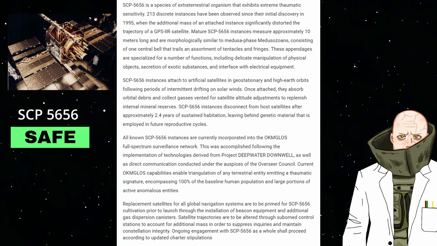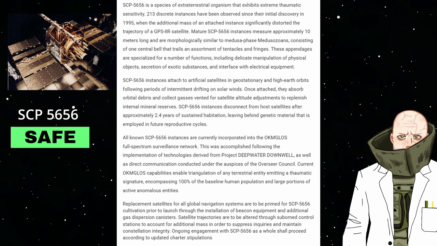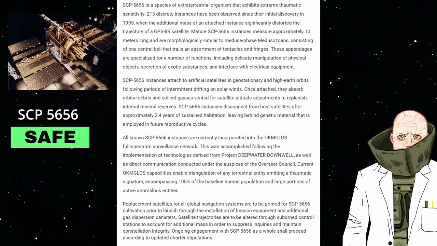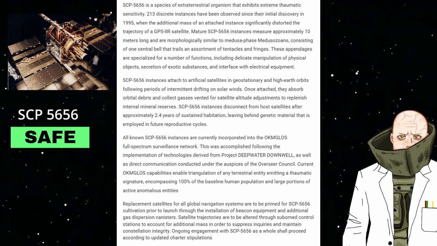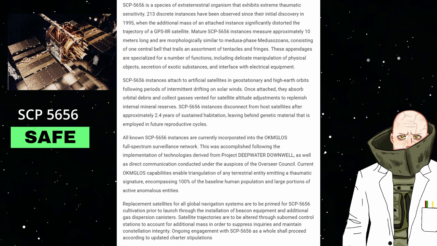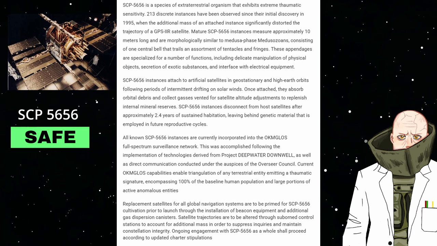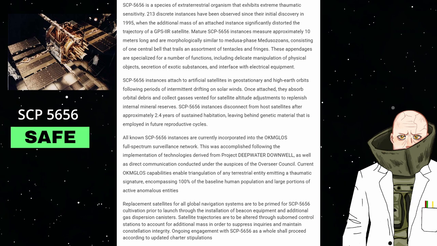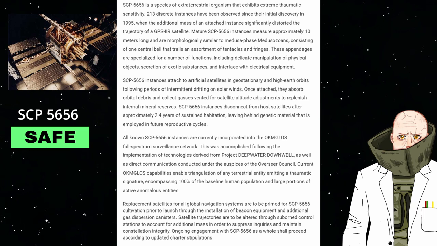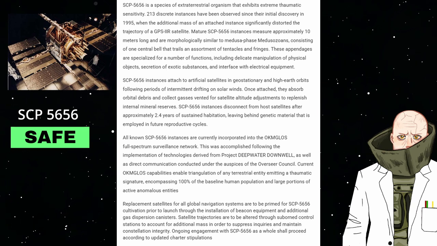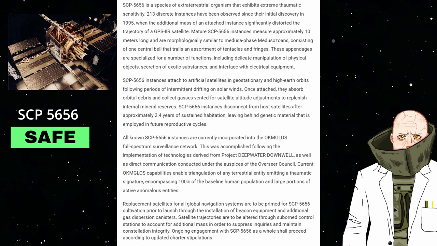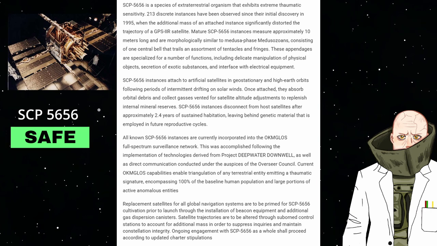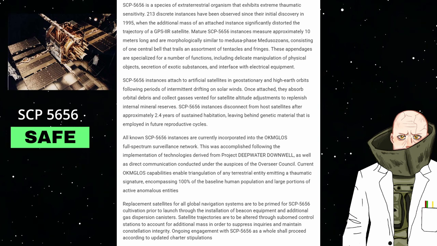Current OKMGLOS capabilities enable triangulation of any terrestrial entity emitting a formatic signature, encompassing 100% of their baseline human population and large portions of active anomalous entities. Replacement satellites for all global navigation systems are to be primed for 5656 cultivation prior to launch through the installation of beacon equipment and additional gas dispersion canisters.